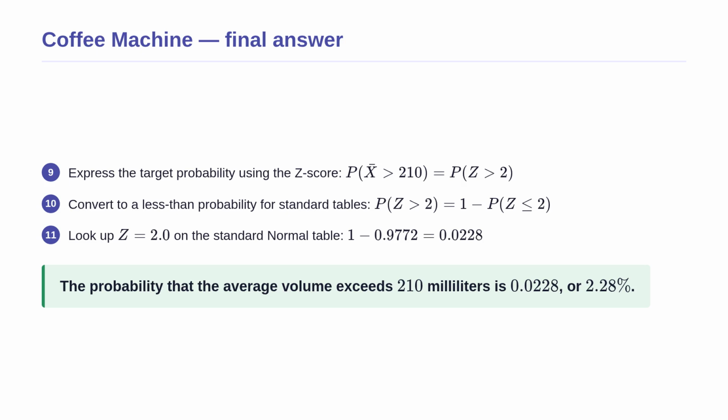Now for the final step of our coffee machine problem. We want the probability of getting an average greater than 210, which is exactly the same as finding the probability of a Z-score being greater than 2. Because standard probability tables give the probability of being less than a value, we must subtract our table lookup from 1. Looking up 2.0 on a standard normal table gives 0.9772. Subtracting this from 1 leaves 0.0228. Physically, this means there is only about a 2.28% chance that a random sample of 9 cups will have an average volume greater than 210 milliliters.